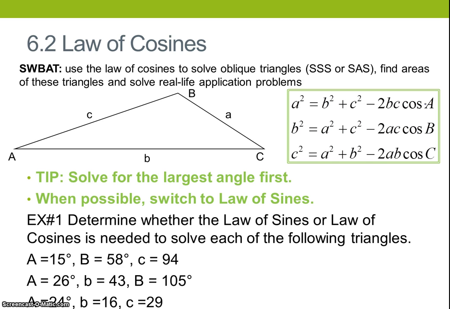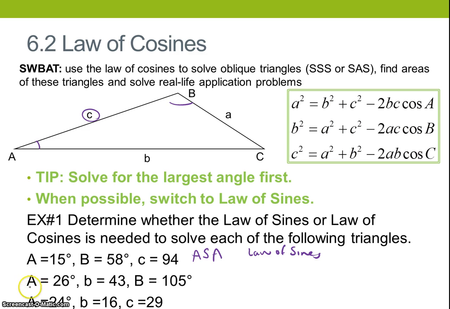So for example 1, we're going to determine whether law of sines or law of cosines is needed to solve each of these triangles. So what we want to do is take the 2 angles, so it would be angle A and angle B, and then side C. And so side C would be this one. So here we're given an angle, and then a side, and then an angle. So when we're given angle, side, angle, we're going to use law of sines.